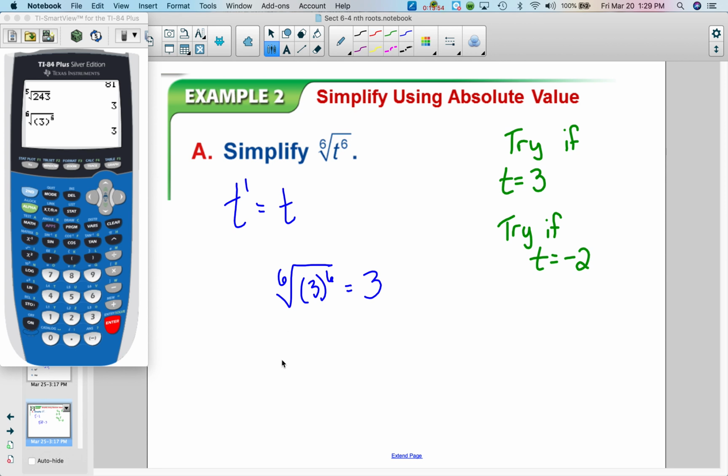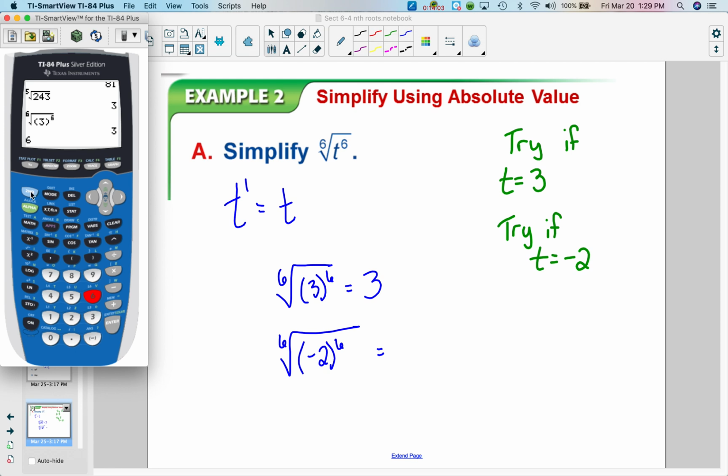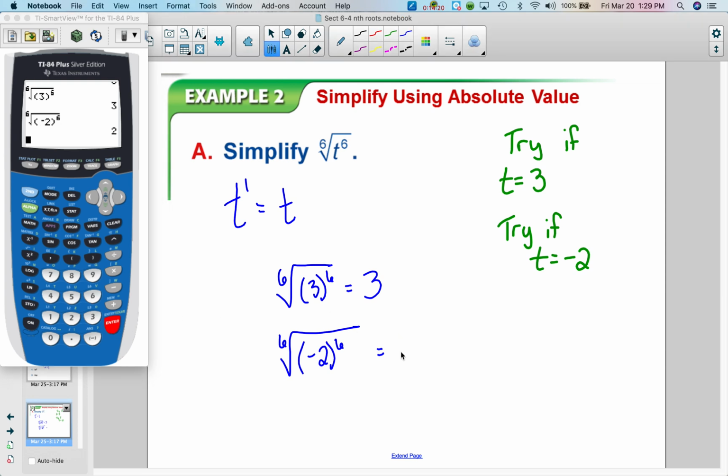So now let's try this. The 6th root of -2 to the 6th power. So if we try that, whoops, didn't want that key. So we got to put parentheses here. I get 2. I didn't get -2. I put a -2 in, but I got a +2 out.